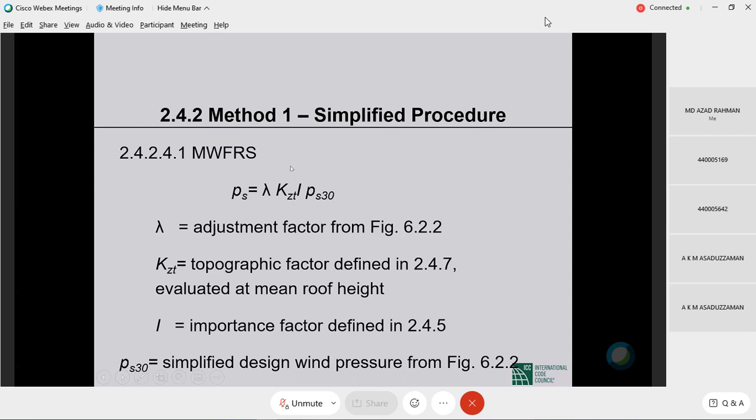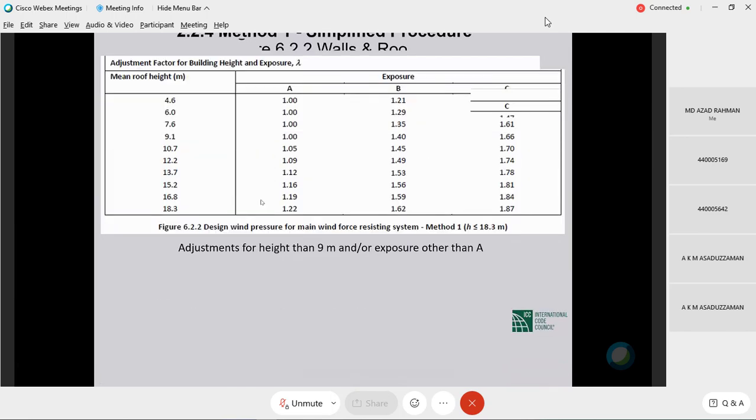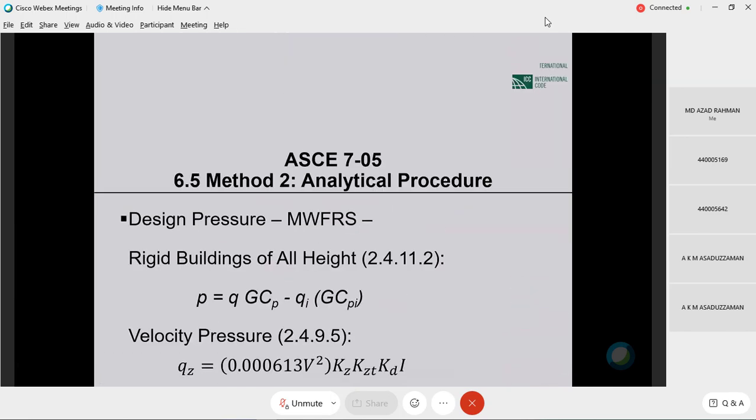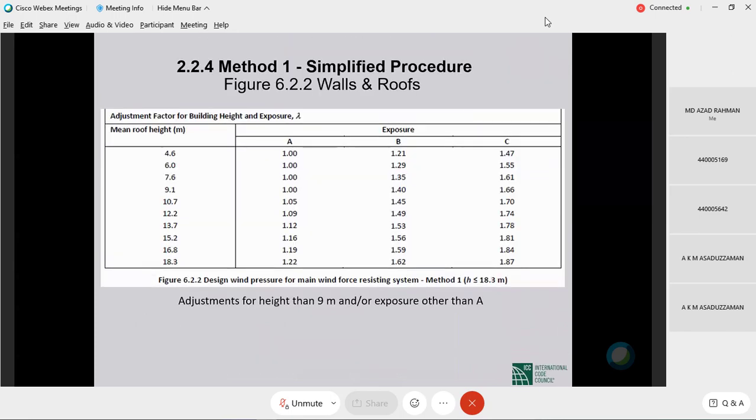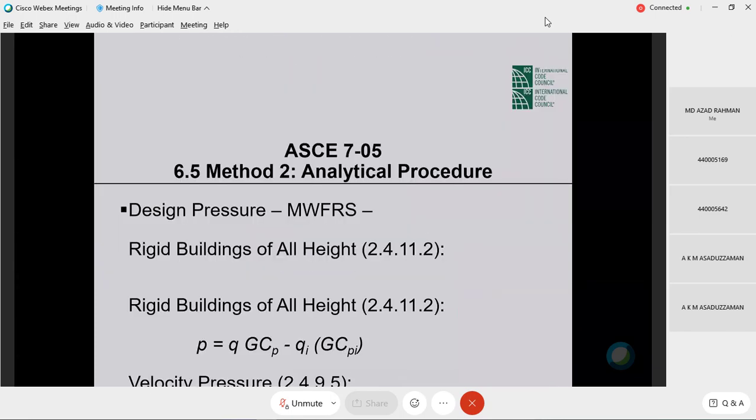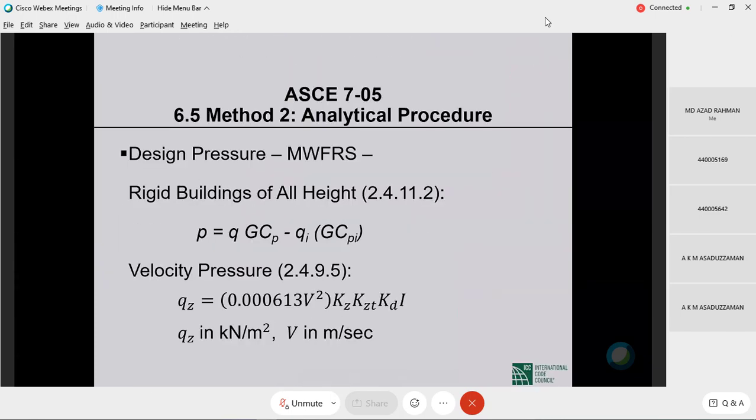Importance factor you are familiar with, K sub ZT you are familiar with. P sub S30 is for exposure A, 30 feet of mean roof height. If you have any other exposure, other mean roof height, this is the adjustment factor that is given by the table that I just showed you. Okay. So this is method one.